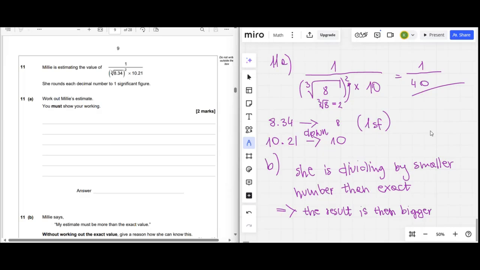Co nie? Jak dzielimy pizzę na mniejszą ilość ludzi, to dostajemy większe kawałki. Im więcej ludzi, tym mniejsze kawałki. Czyli the result is smaller. Tak. If we are dividing by smaller number, the result is bigger. I już.